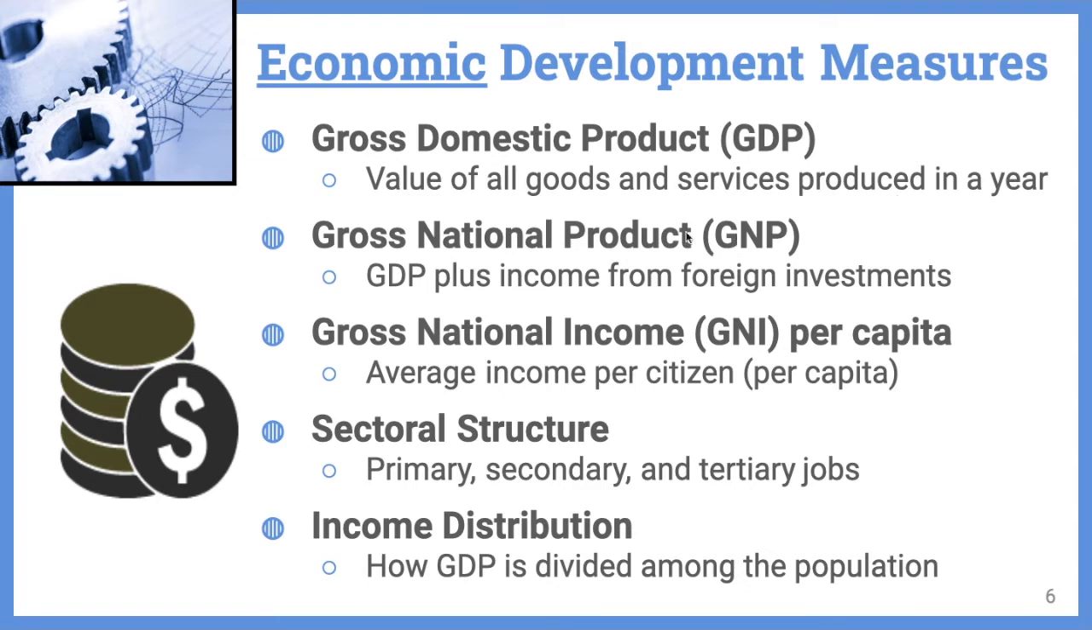Or how about GNP, gross national product? This is GDP plus income from foreign investments. We might look at gross national income per capita. This is per person, per citizen. So this would be income per citizen. We could also see how that income is truly distributed among the population. This is just on average, but what if there's a big gap between the rich and the poor? That would suggest something entirely different than what GNI per capita would give us.